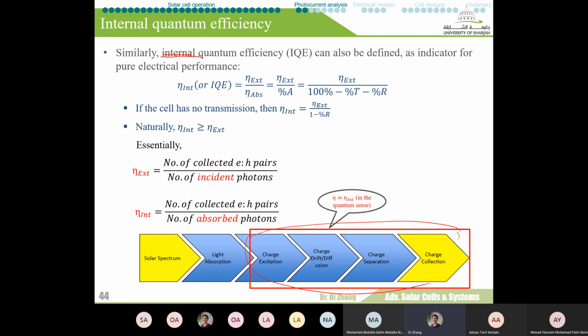Okay, because as you can see, for all these processes that we plotted here, the first process, the absorption process, is actually related to the optical property of the solar cell. But after this point, the rest of the process is mainly related to electrical process only. So we have the excitation, which is an electrical process, the diffusion process, that is electrical, separation is electrical, and collection is also electrical.